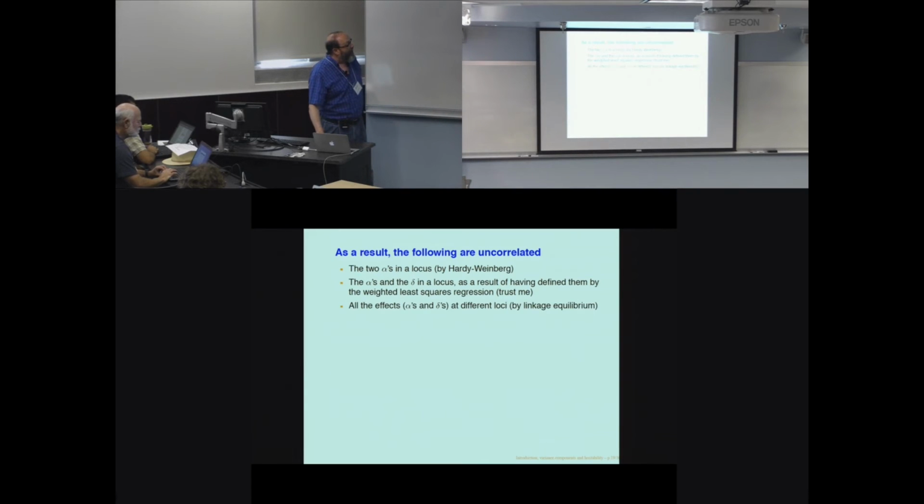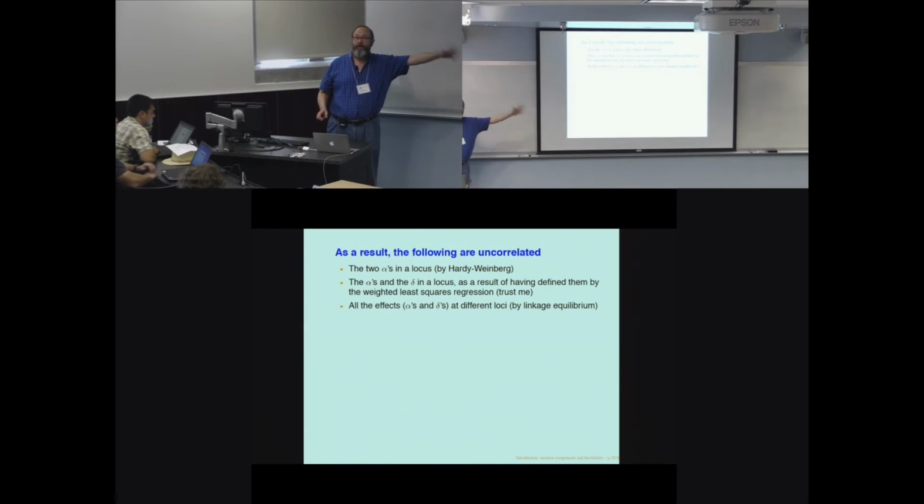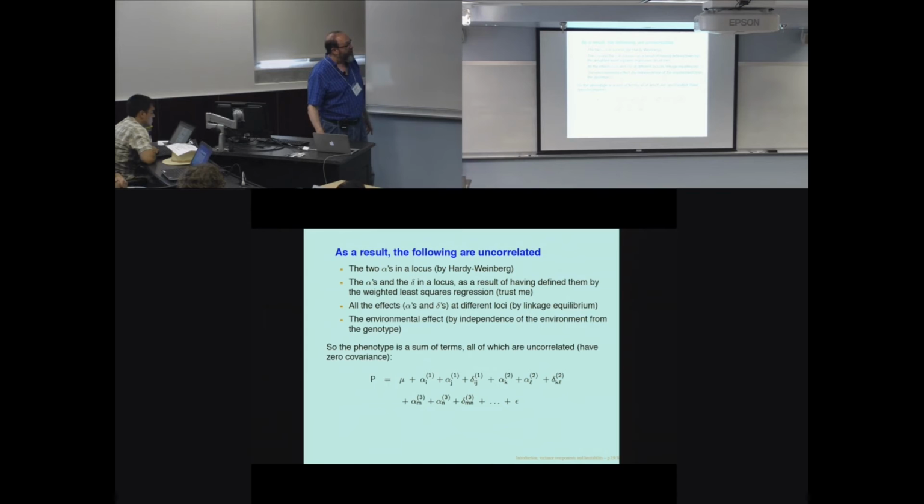And of course, the alphas and deltas contributed to a phenotype at different loci are independent by linkage equilibrium. The genotypes at different loci are not in any way associated. And the environmental effect is also independent. So the resulting phenotype, you can consider now as a sum, not just of pieces from each locus, but of the alphas and deltas at each locus and the environmental effect.